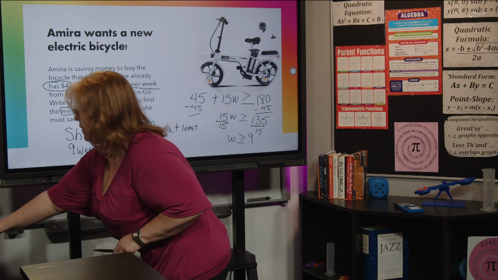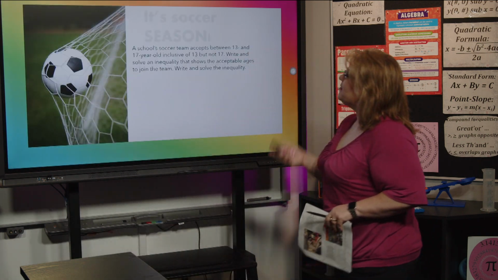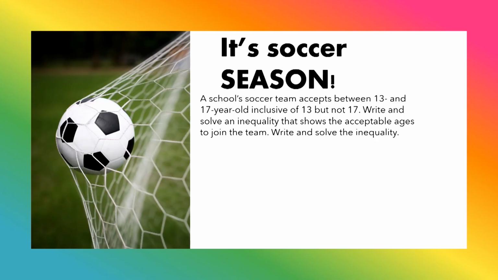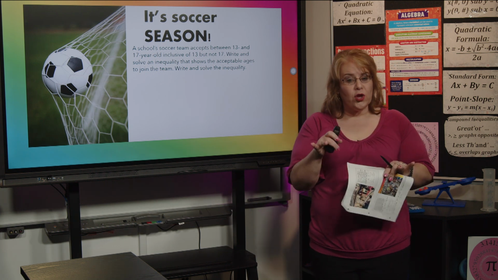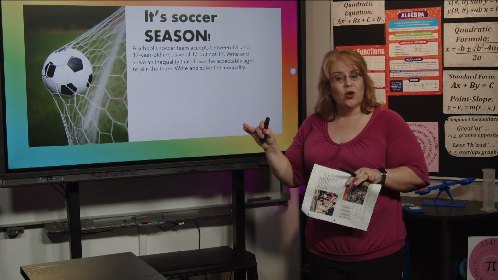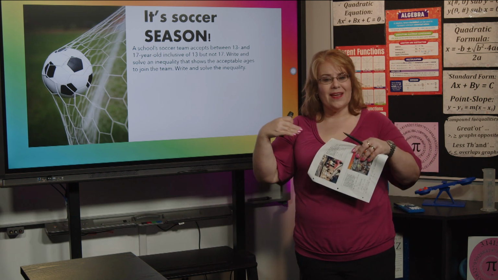All right. So the next one says, it's soccer season. A school's soccer team accepts between 13 and 17-year-olds, inclusive of 13, but not 17. Write and solve an inequality that shows the acceptable ages to join the team. Write and solve the inequality. So go ahead and you and your table partner pause the video, work your problem, annotate your passage, see what you get, and then come back to me.